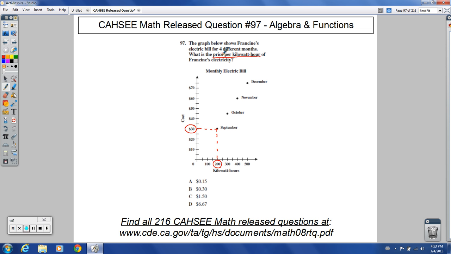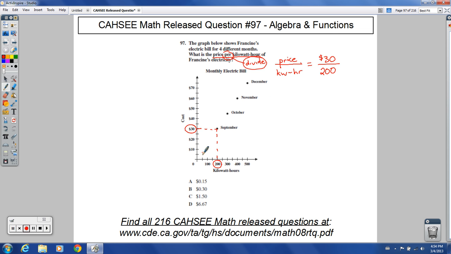What we want is the price per kilowatt hour. So price per kilowatt hour looks like this. Price per means divide by. So per, we're going to divide. So price per kilowatt hour, we can write that like this. We're going to have the price is the same as the cost, $30, per kilowatt hours per 200 hours.